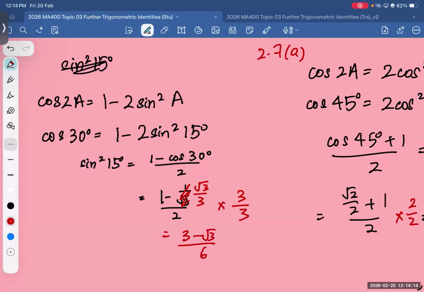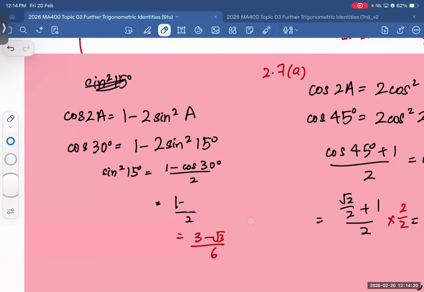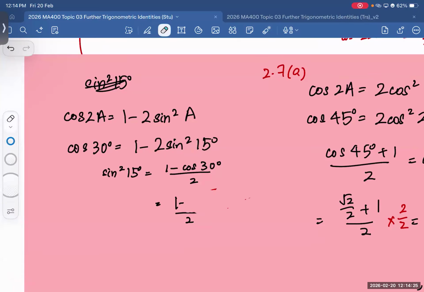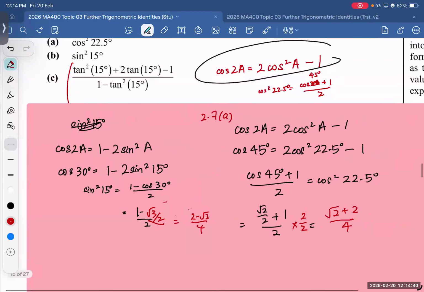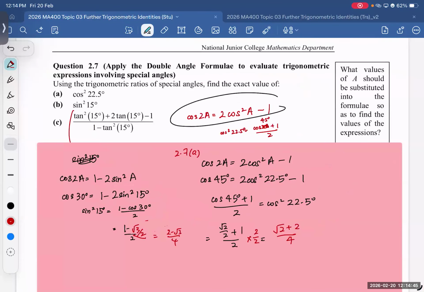Do I get that? Hey, am I wrong? What's cosine 30 again? Silly me. So I have square root 3 over 2. Therefore, this is the same as 2 minus square root 3 over 4. Okay?